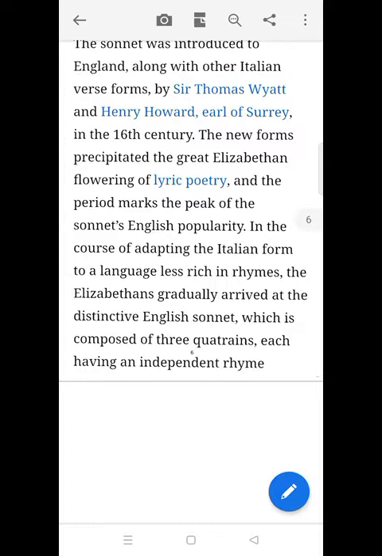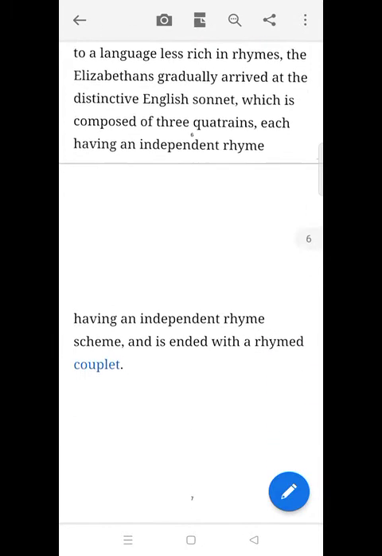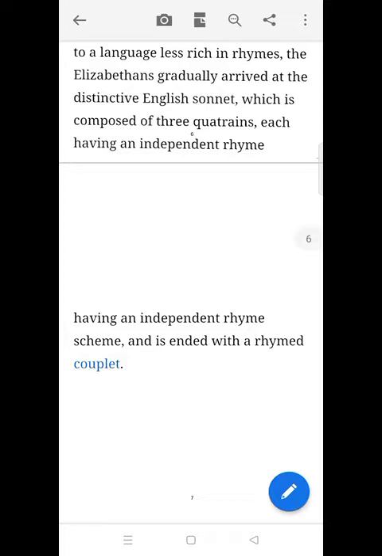In the course of adapting the Italian form to a language less rich in rhymes, the Elizabethans gradually arrived at the distinctive English sonnet, which is composed of 3 quatrains, each having an independent rhyme scheme, and is ended with a rhymed couplet.